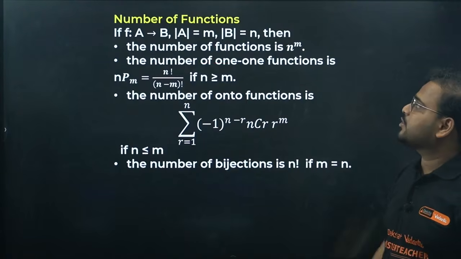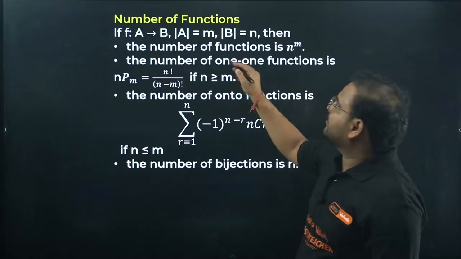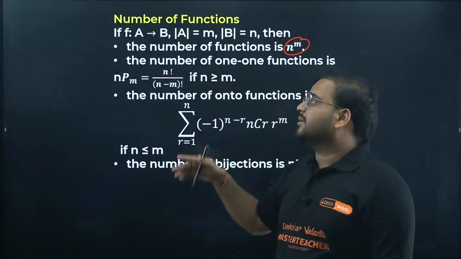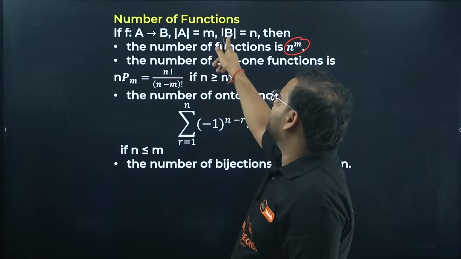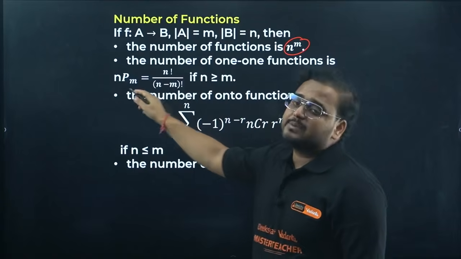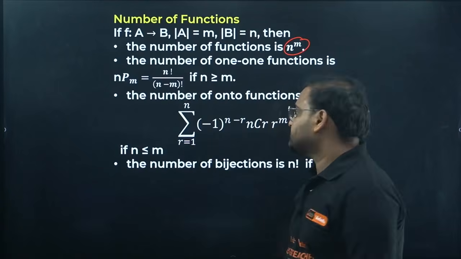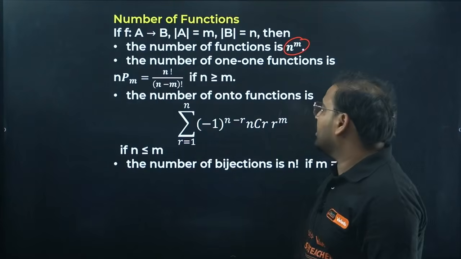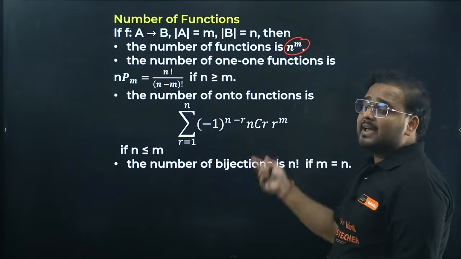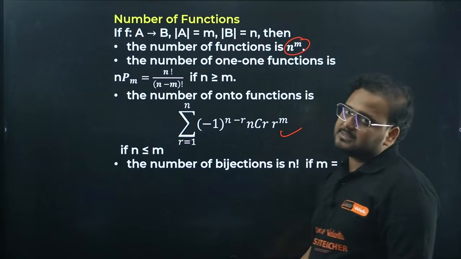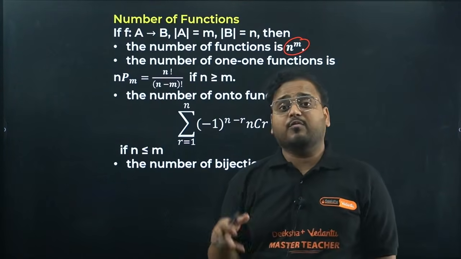Again, the next concept is going to be the number of functions. We have the number of functions given by n power m, where n and m are the cardinal numbers of the sets A and B. For A, the cardinal number is m, for B it is n. The number of one-one functions is given by the permutation nPm. The number of onto functions is given by the summation of r from 1 to n of (-1) power (n minus r) times nCr times r power m. Yes, you have to apply this condition if you want to find the number of onto functions.